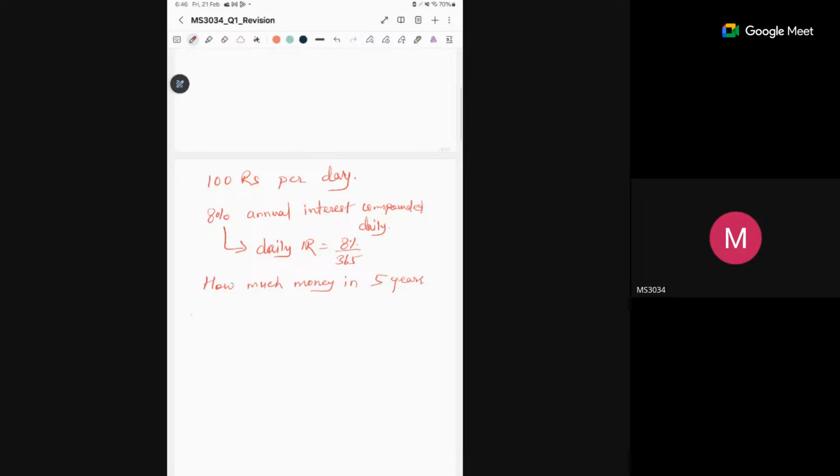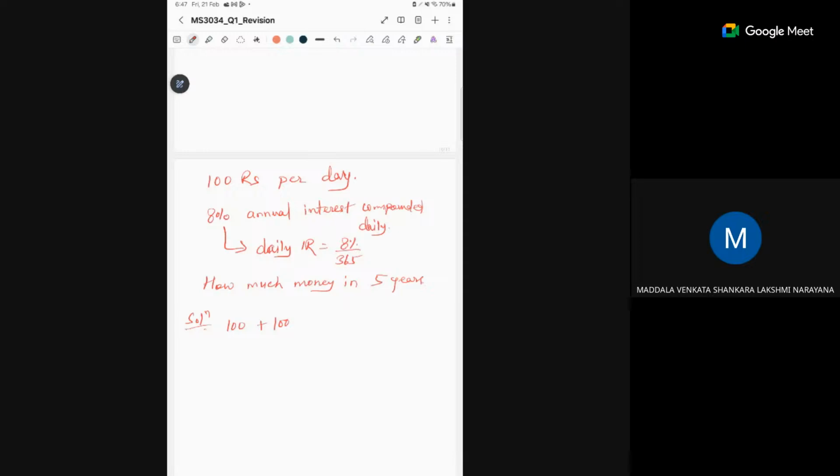So here, you are calculating the future value, correct? The first day you have 100, then the second time you have 100 again. So the 5 years will also be multiplied by 365.